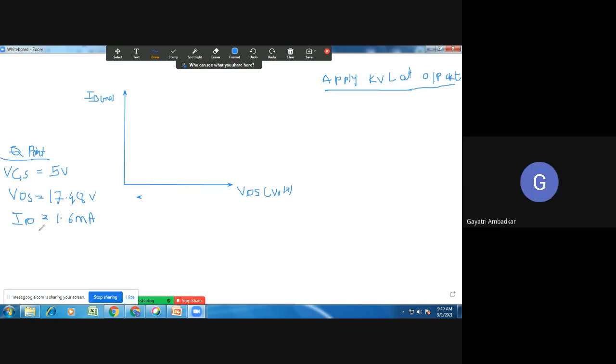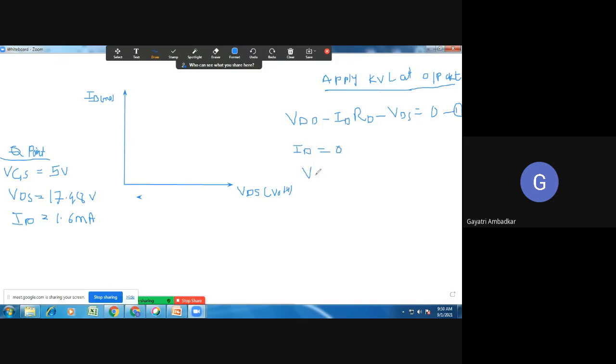Now, if somebody asks you to draw the DC load line and find the operating point, how do you do it? Simply apply KVL in the output loop. You will get VDD minus IDRD minus VDS equal to 0, because there is no RS in the circuit. Let's call this equation 1. I will not arrange it in the form y equals mx plus c, because now you know what a DC load line is. So let us first make ID equal to 0.